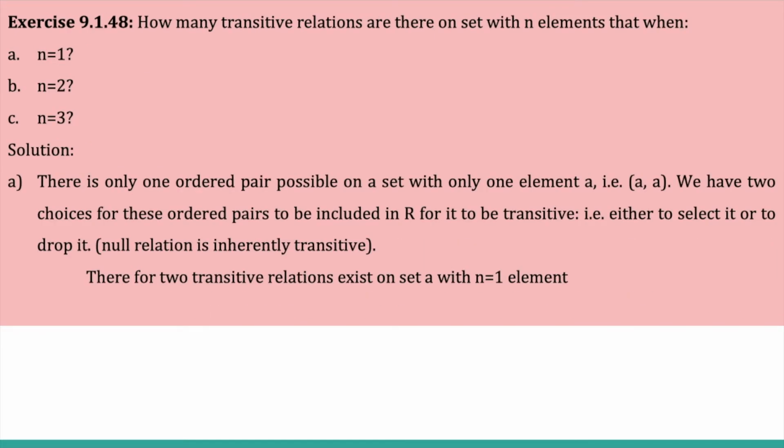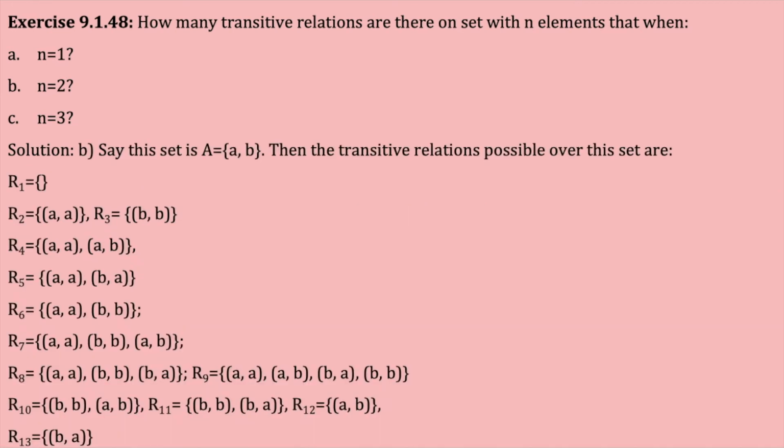Now in this example they have asked about the number of possible transitive relations over the set with n elements. Now when n is equal to 1, there are two transitive relations possible. One is the transitive relation which contains the ordered pair AA and another is the null relation. Now when the set has two elements, then there are 13 relations possible which are transitive.